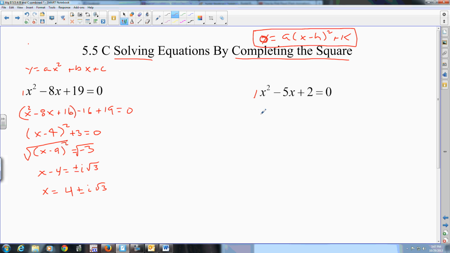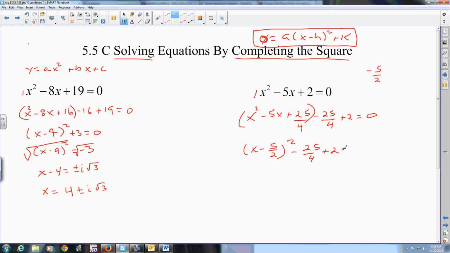This one, the leading coefficient once again is 1. It's exactly what we did before. The middle is going to be a fraction, so you have x squared minus 5x. Half of that is minus 5 halves, squared is 25 fourths. Minus that thing, 25 fourths plus 2 is equal to 0. The first 3 things make a perfect square. So you have x minus 5 halves squared minus 25 fourths plus 2 is equal to 0.